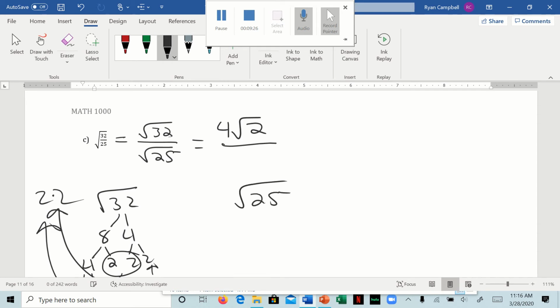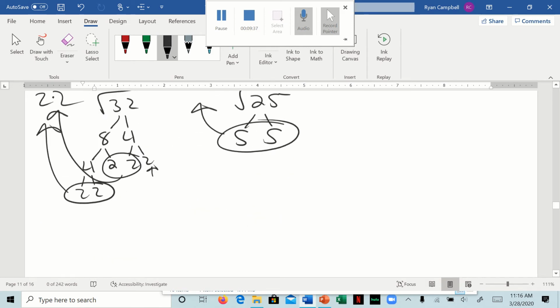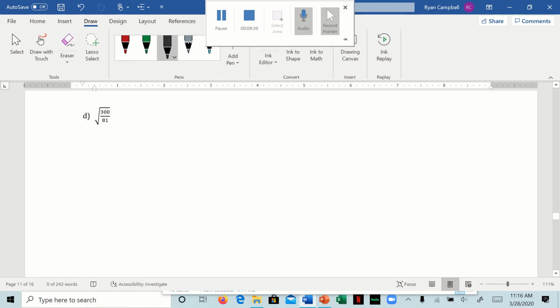Now let's do square root of 25. We can break that down into 5 and 5. So that pair comes out. And our final answer is 4 square root of 2 over 5. All right. So last one, and then we'll do rationalizing, and then we're done.